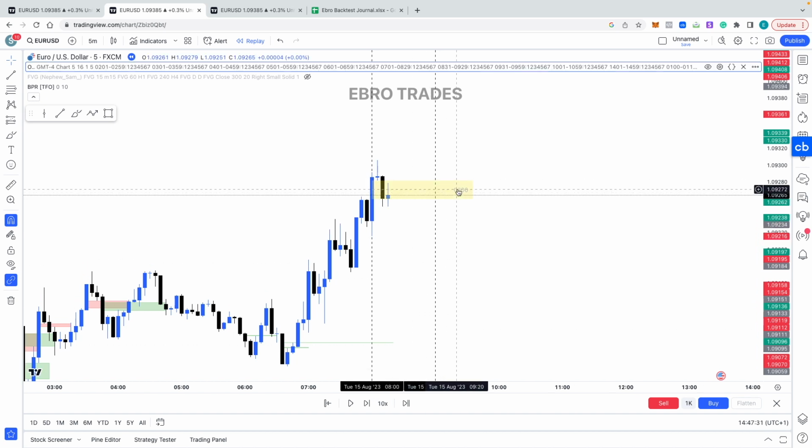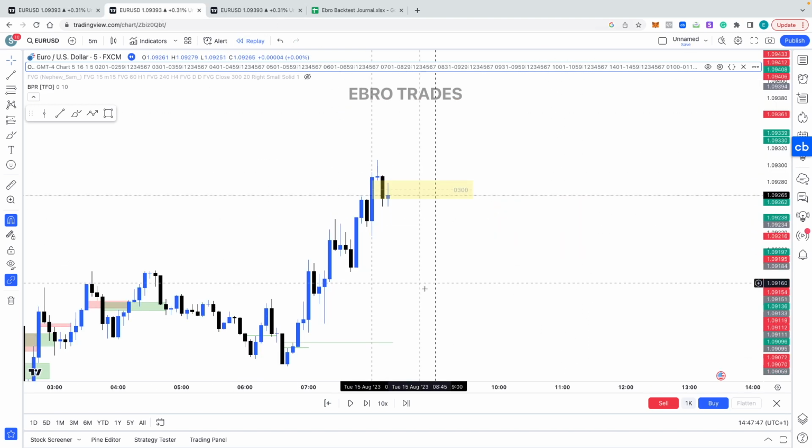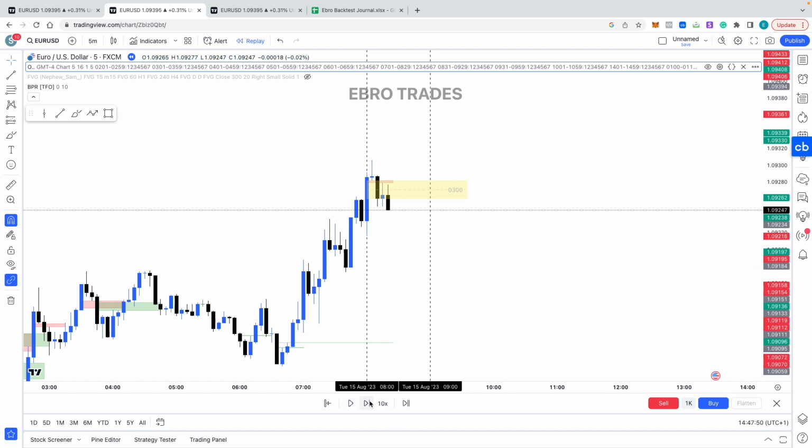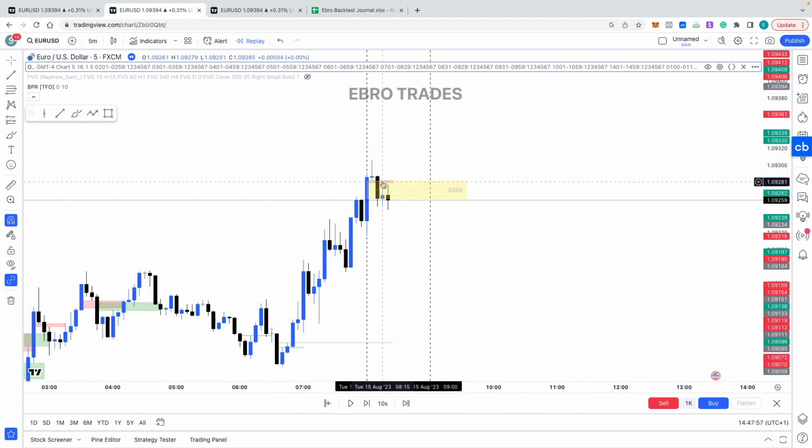I can see here that I have a bullish fair value gap, but I'm looking for the overlap. So like I said here, I'm looking for yellow and green or blue and red. And I can only enter off either of these overlaps. So until I see that, there is no trade. Now, we've got a red, which means a bearish balance price range. And this is a bullish fair value gap. So we can't take this trade because they're not the same nature.